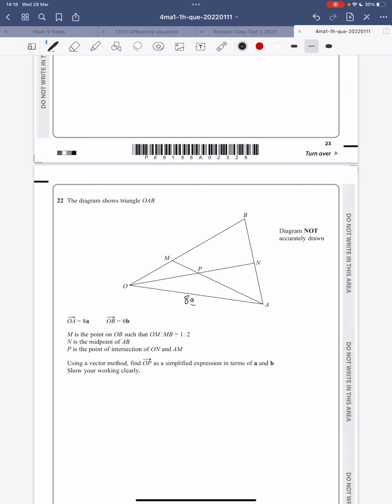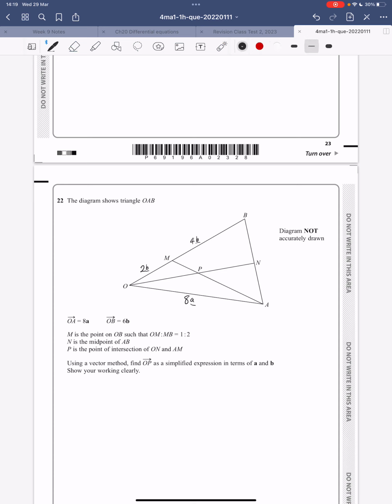O to B is 6B. M is the midpoint on OB, such that O to M to M to B is 1 to 2. So that's going to be 2B to 4B. Because then the ratio, that one is twice as long as that one, and we want the MB to be twice as long as the OM. Okay, so I'm going to rub that one out now.